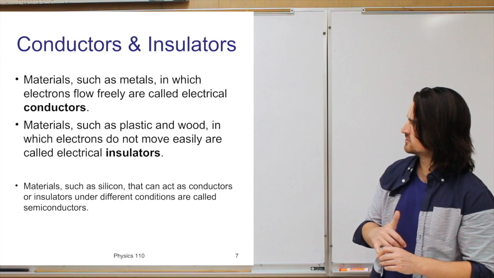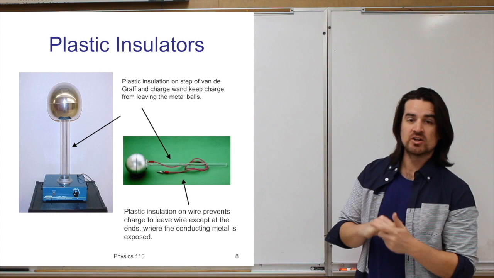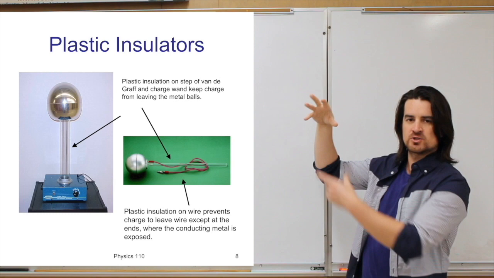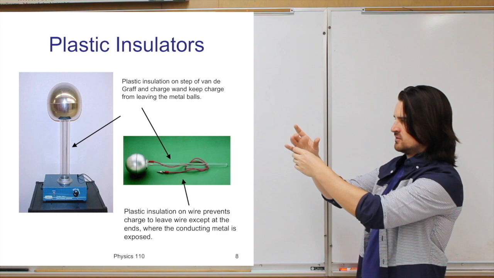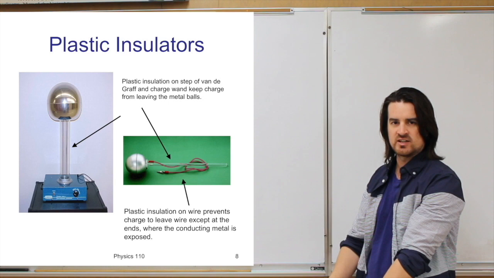An example of an insulator and a conductor in practice would be that Van de Graaff that we just saw a minute ago in the YouTube video. The metal sphere of the Van de Graaff is where all the electrons accumulate along the edge of it. But if you noticed, the stand that sphere was sitting on was plastic. So the electrons that have moved onto that sphere are not going to transfer back down onto the stand, because there's that insulator between the stand and the sphere.